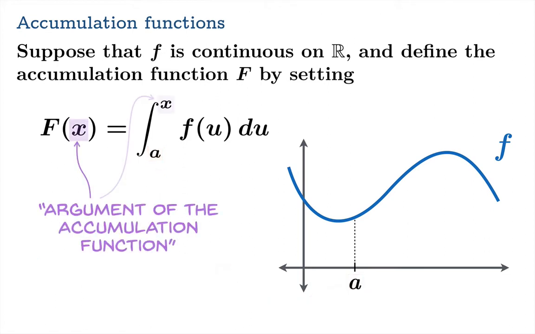And the argument of our accumulation function appears here, and it would appear in the upper limit of integration in the integral symbol. So as x changes, the value of this function changes. So if you pick a particular x, the value of capital F of x is going to be this signed area under the graph of the integrand function. And as you change x, that value can change.